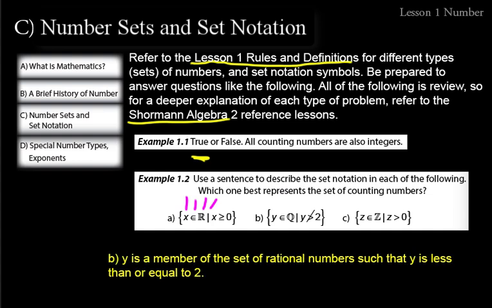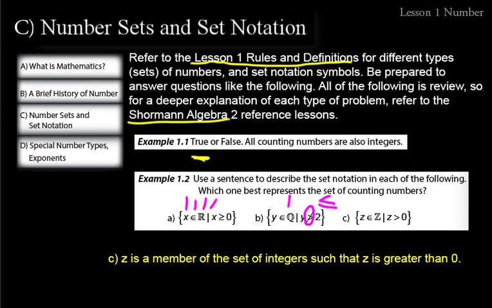Let's move on to B. Y is a member of the set of Q. Q stands for rational numbers. Y is a member of the set of rational numbers such that y is not greater than. That's what this means, not greater than. If it's not greater than, there's three things something could be. It could be equal, it could be greater, it could be less. So if it's not greater, it's got to be the other two. It's got to be less than or equal to. So we say y is a member of the set of rational numbers such that y is less than or equal to 2.